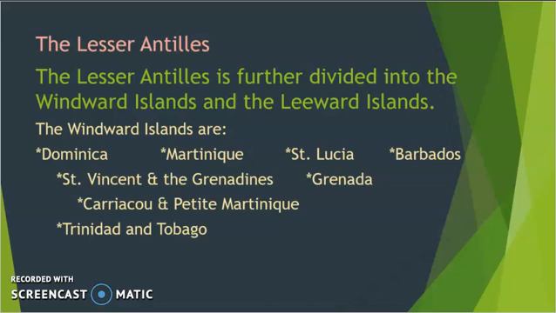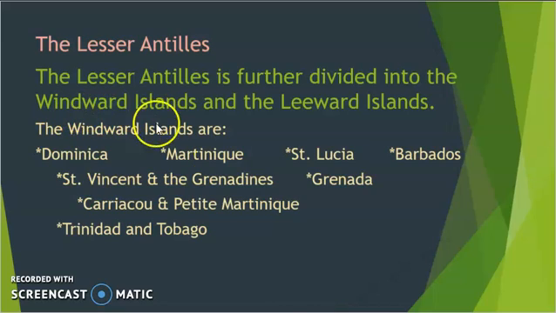Now the other group of islands is called the Lesser Antilles. Why do you think they call it the Lesser Antilles? So let's see, the Lesser Antilles is further divided into the Windward Islands and the Leeward Islands. So we have the Greater Antilles and we have the Lesser Antilles. But the Lesser Antilles is again divided into two smaller groups that we call the Windward Islands and the Leeward Islands. They are so called because of the type of wind that the islands receive.